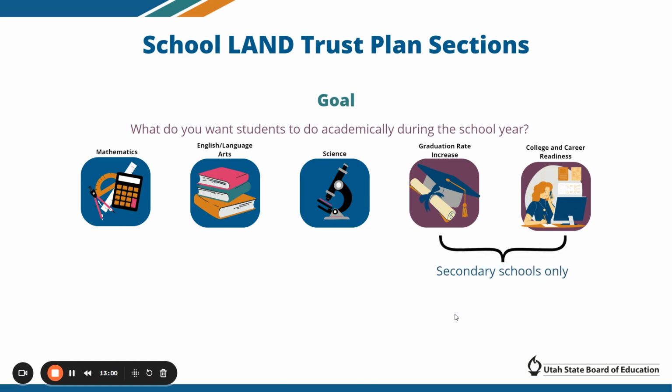When preparing the School Land Trust Plan, the academic areas of first consideration for elementary schools are mathematics, science, and English language arts. For high school, the academic areas of first consideration include college and career readiness and graduation rate increase, as well as mathematics, science, and English language arts.